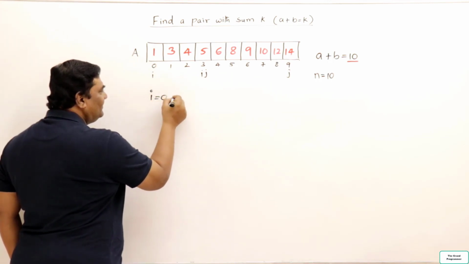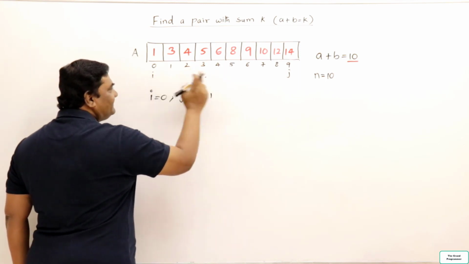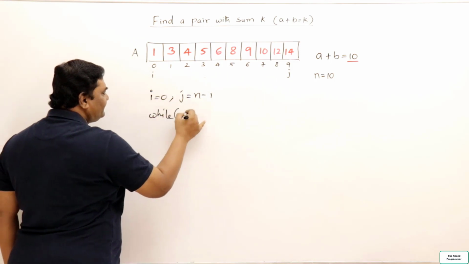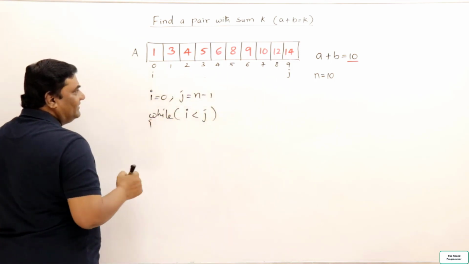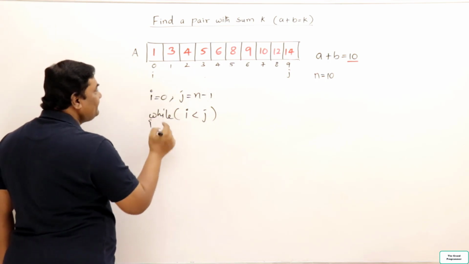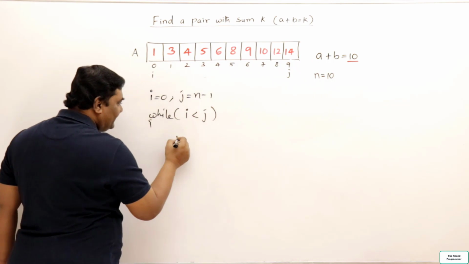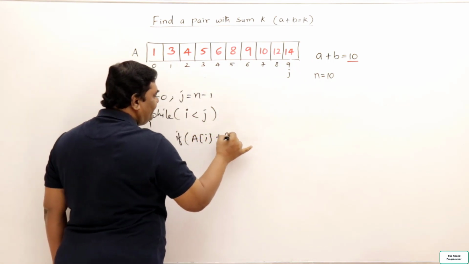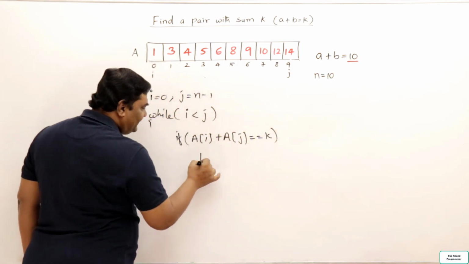I assign 0 and j at n minus 1. Yes, this is here and this is here, right? Now how long should I perform this process? While I is less than j. Once they become equal, stop. Then what should I do every time? Check if these two are added, then the result should be equal to k. Check if a of I plus a of j is equal to k. If it is equal, then print.